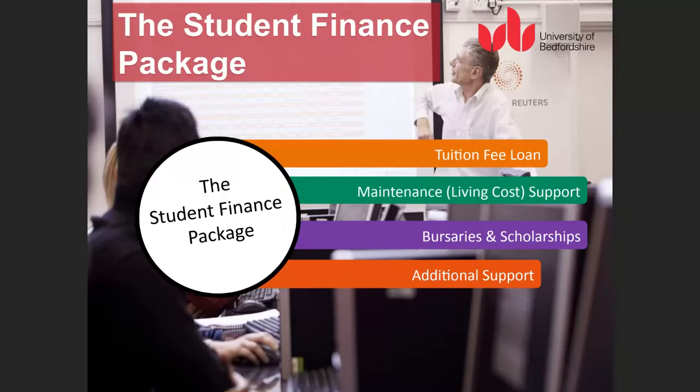So to begin, the student finance package is made up of 4 elements. You have a tuition fee loan, maintenance support in the form of a maintenance loan, bursaries and scholarships, and additional support. The first, second, and fourth elements on this slide, you apply to Student Finance England for. Bursaries and scholarships are funding provided by the university themselves, and you would apply to the university for these.